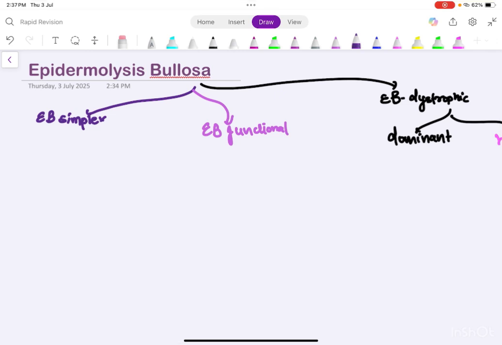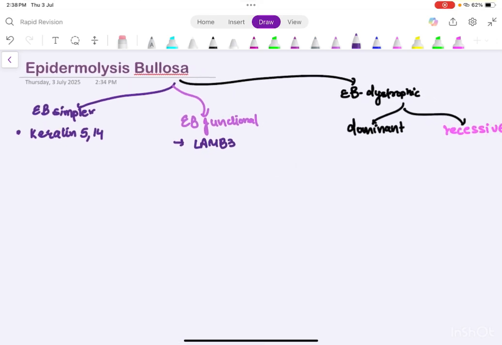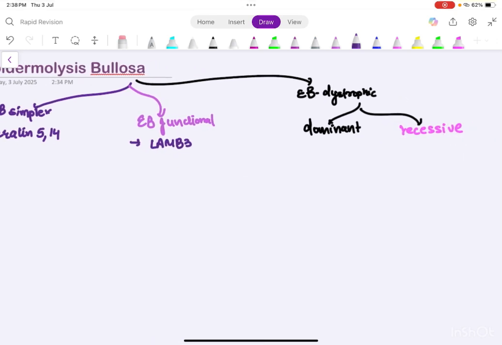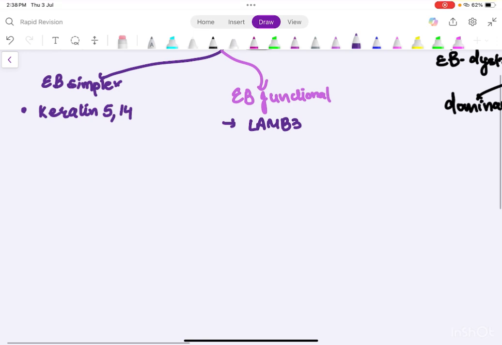First of all, you should know that in epidermolysis bullosa simplex, you have a mutation in keratin 5 and 14. In junctional, there is the LAM3 gene mutation. And in epidermolysis bullosa dystrophic, you have a COL7A1 gene mutation.